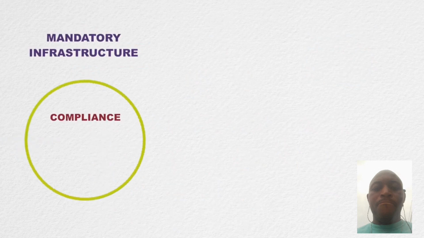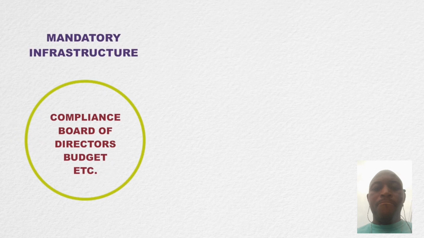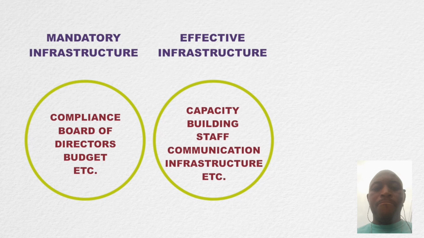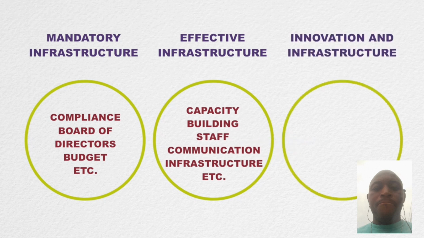There are 3 ways to look at infrastructure: the mandatory stuff, compliance, a board of directors, all the things you are required to have in place to operate as a nonprofit. Then there's the effectiveness of your infrastructure, your ability to build capacity, your staff, your communication infrastructure, etc. Last, you need to consider innovation in respect to infrastructure. How will you adapt your infrastructure to grow and meet new goals?